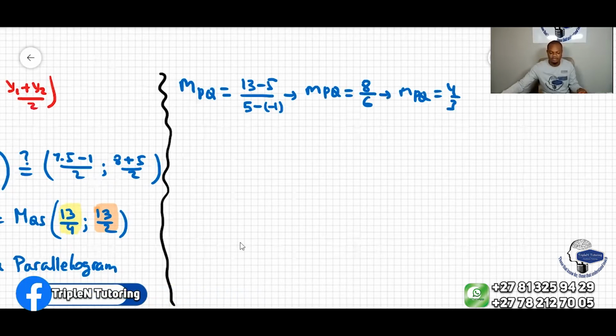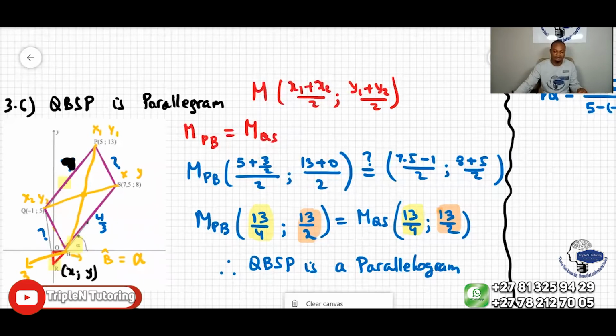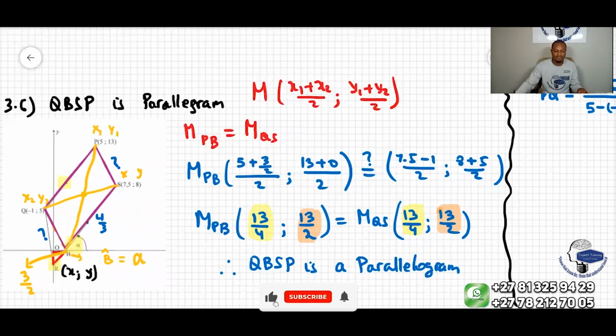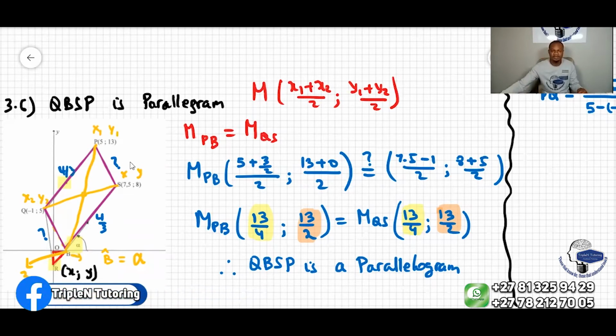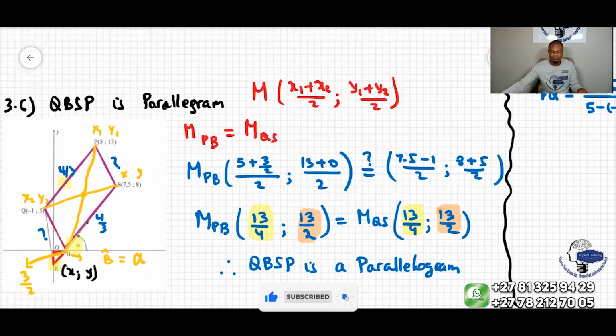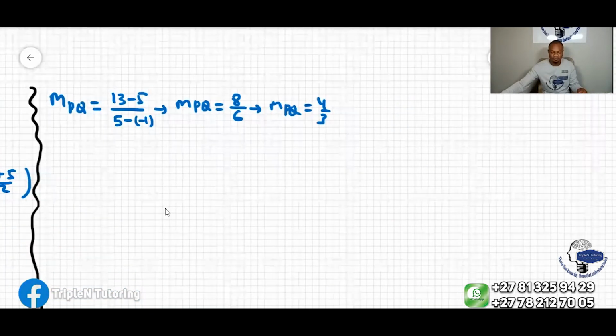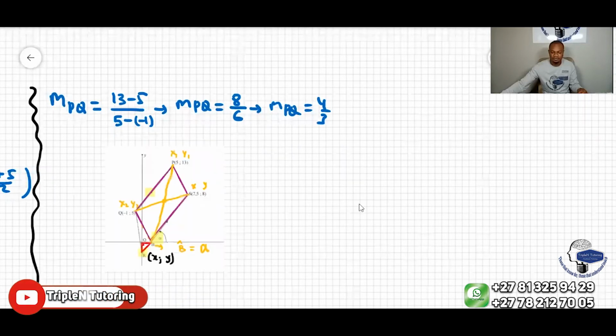Now this part we already sorted, because here there is also 4 over 3. We can also prove that these gradients are also equal. If I want to work out the gradient of PS, I want to redraw the same graph here so we don't move around all the time.